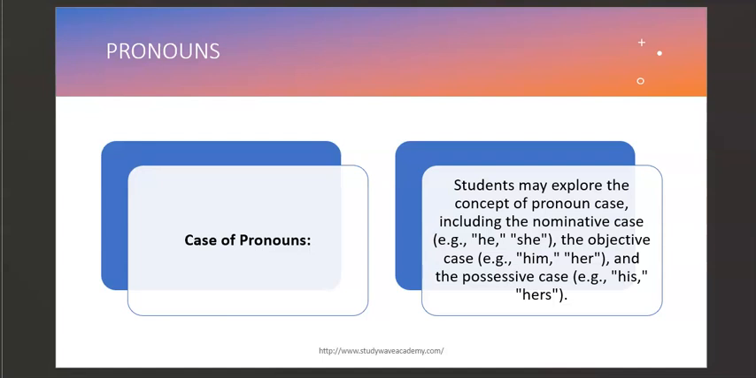But when you talk about the objective case, these are pronouns like him and her. For example, she talked to him yesterday. Mary wanted to call her mother yesterday. You should notice that these are objective clauses or objective cases, okay? So they appear after the nominative cases, okay?